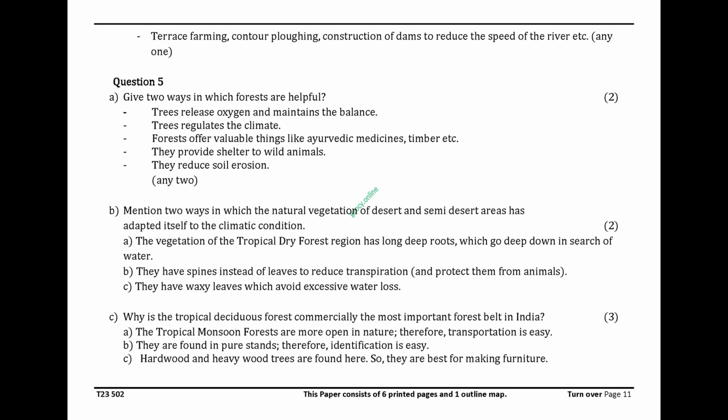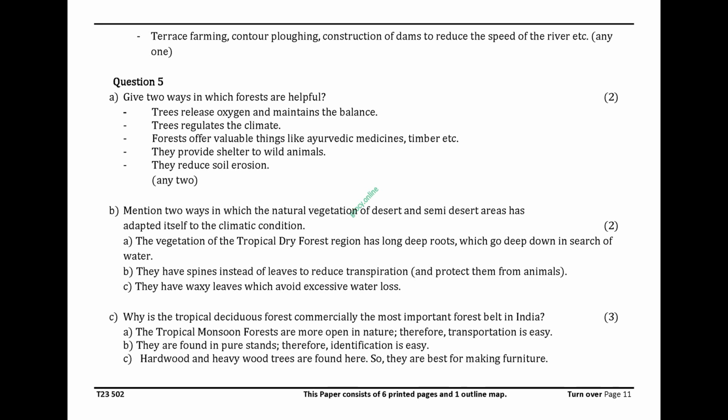Mention two ways in which the natural vegetation of desert and semi-desert areas has adapted itself to the climatic condition. The vegetation of the tropical dry forest region has long deep roots, which go deep down in search of water. They have spines instead of leaves to reduce transpiration and protect them from animals. They have waxy leaves which avoid excessive water loss.